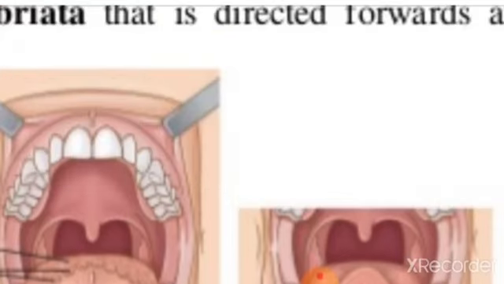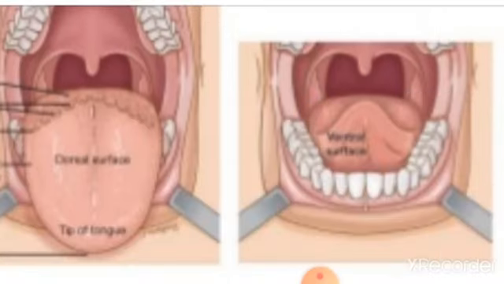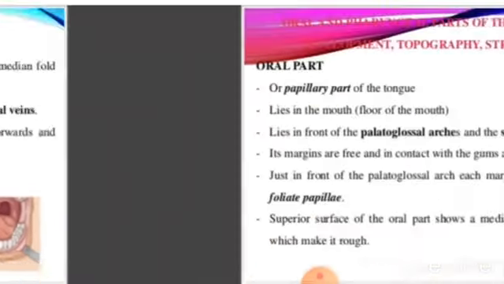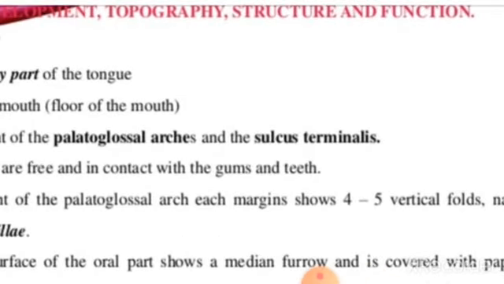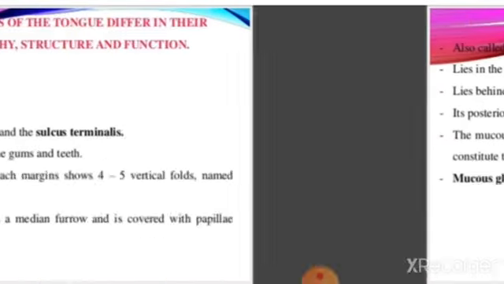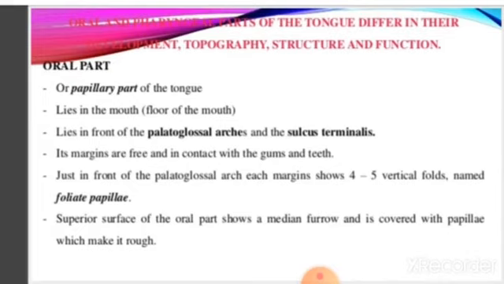Now, the oral and pharyngeal parts of the tongue differ in their development, topography, structure and function. Both the oral and pharyngeal parts differ in all these things.